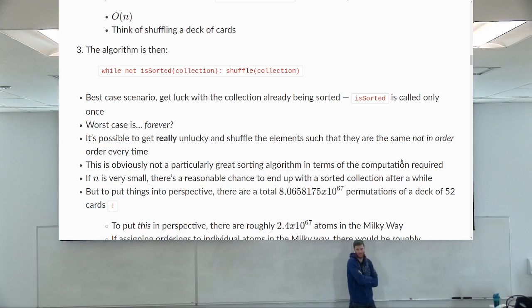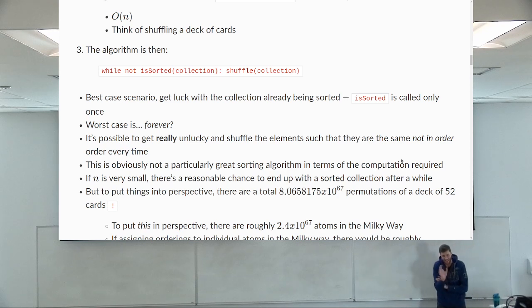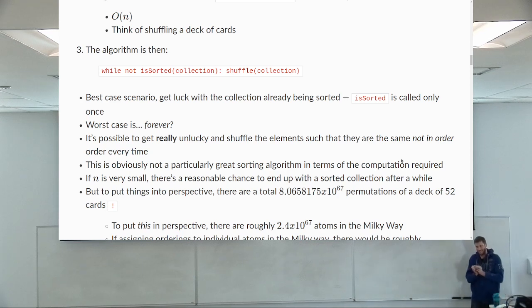To put this in perspective, humans are really bad at wrapping their heads around big numbers. We can't do it. We suck. As soon as numbers get big, outside of our everyday ideas of what numbers mean and what they represent, we can't wrap our heads around how big that really is. So to put this in perspective, there are roughly 2.4 times 10 to the 67 atoms in the Milky Way. Atoms. I'm talking about particles.